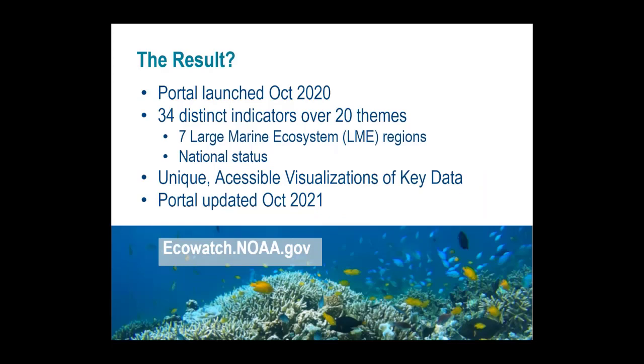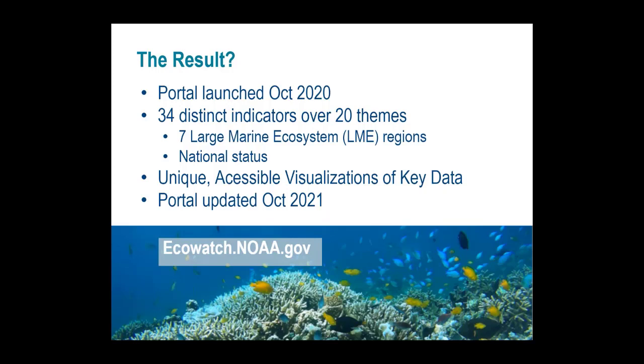So the result of all this effort was the National Marine Ecosystem Status Portal being launched in October 2020. Right now, the website hosts 34 distinct indicators across 20 themes and 7 large marine ecosystem regions, which I'll give an example of in just a moment, but are broken down into large-scale basins across the US. So the California Current, for example, the Gulf of Mexico, and so on.